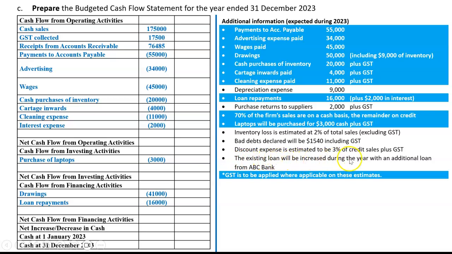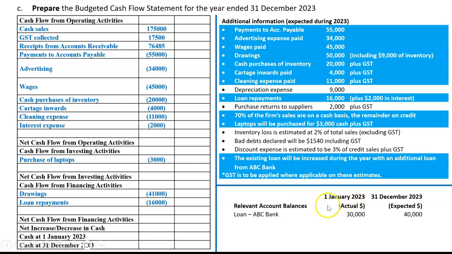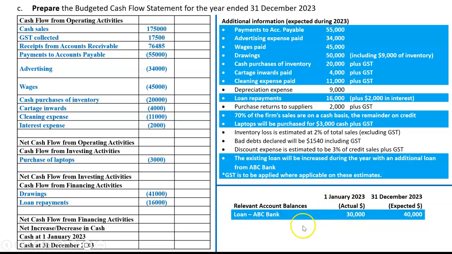It says the existing loan will be increased during the year with an additional loan from ABC Bank. Very confusing. All right, let's have a look. So we got this loan from the bank, and at the beginning of the year it is actually $30,000. But then at the end of the year, we expect it to be $40,000. But that doesn't really make sense because when you think about it, we're expecting to repay $16,000. Here, we said loan repayment $16,000. So if I owe $30,000 at the start and I repay $16,000, that'll leave a balance of $14,000. But yet, the balance at the end is $40,000.